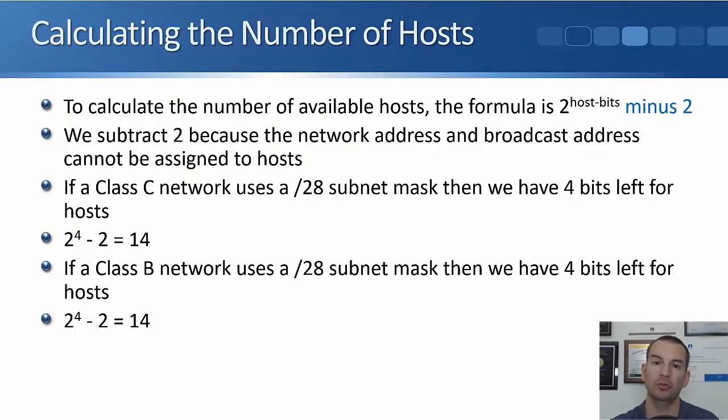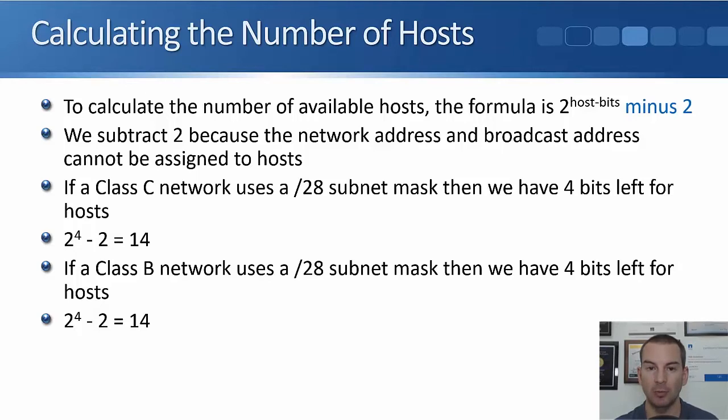Okay, so that was how to calculate the number of subnets we're going to get. It's 2 to the power of how many bits that we borrowed. To calculate the number of hosts, it's 2 to the power of how many host bits there are minus 2. We need to subtract 2 because we've got the network address and the broadcast address that cannot be assigned to hosts. That's the 2 that we take away.